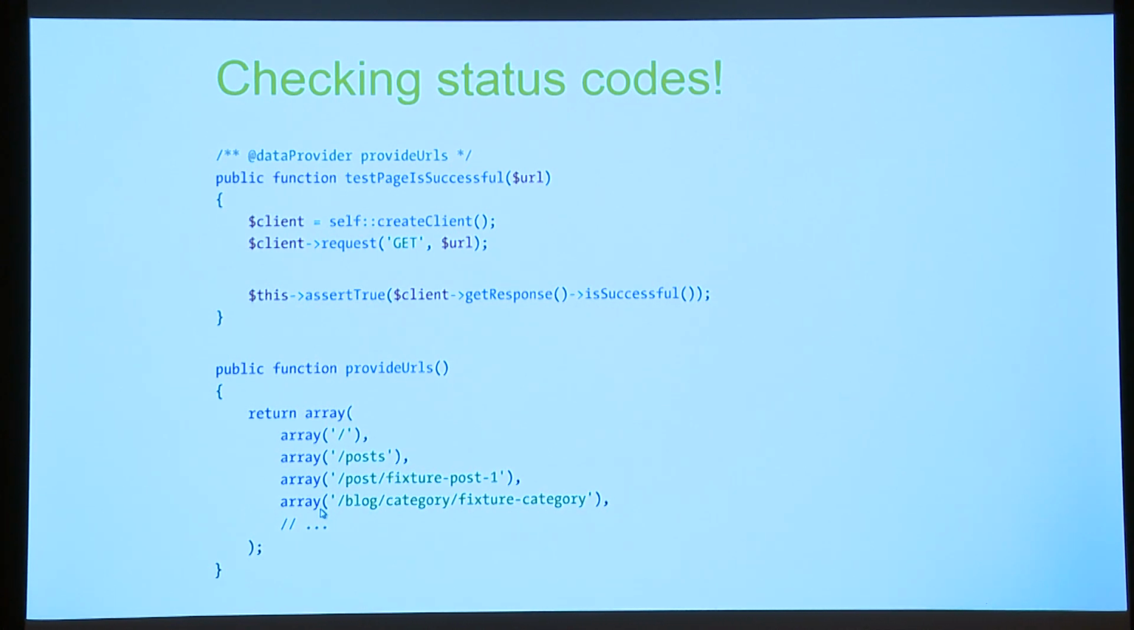You can create a test case, and this test case could be just that. Let's create a client. Let's get the URL that is provided, and just check that the response is successful. Successful means 200 as an HTTP status code. Then you list URLs there, and that's it. If you do that, I promise you that you will spot some mistakes before they go to production, just thanks to that. This is a functional test.